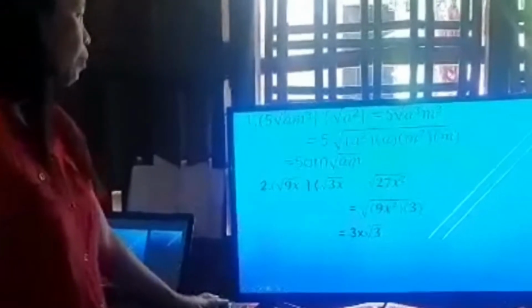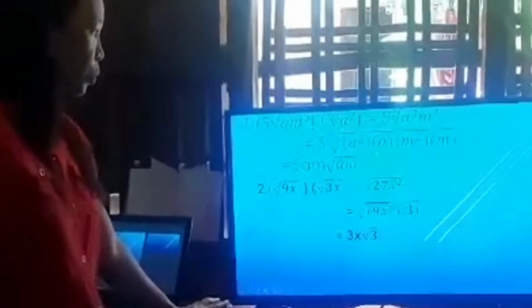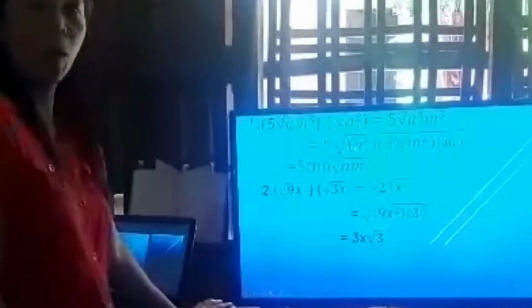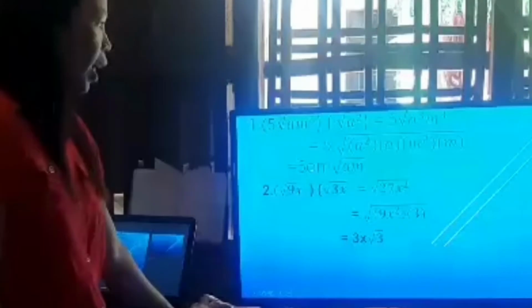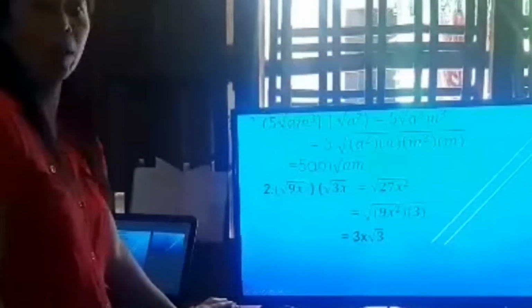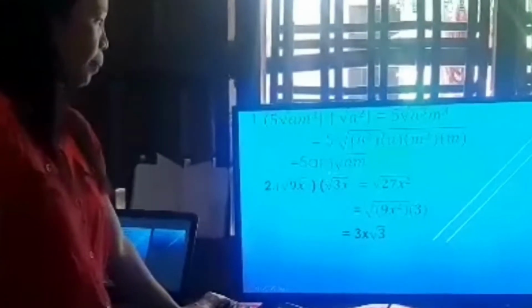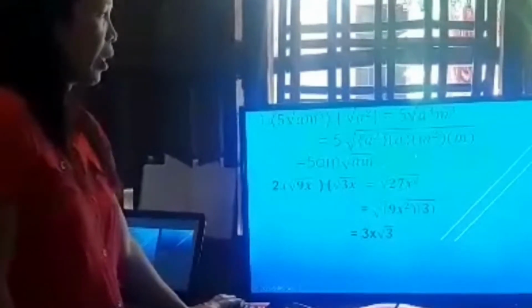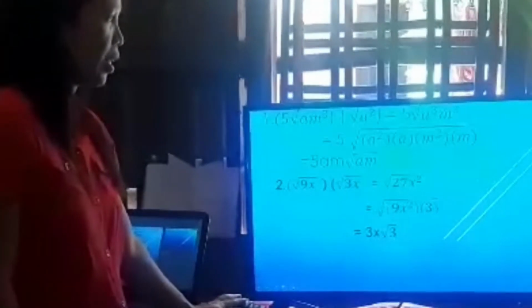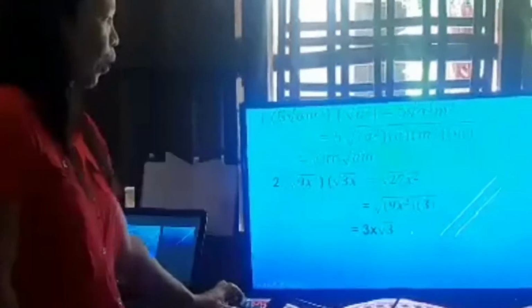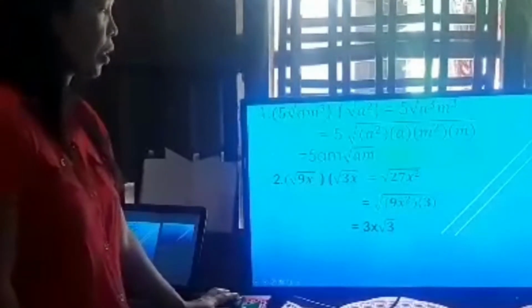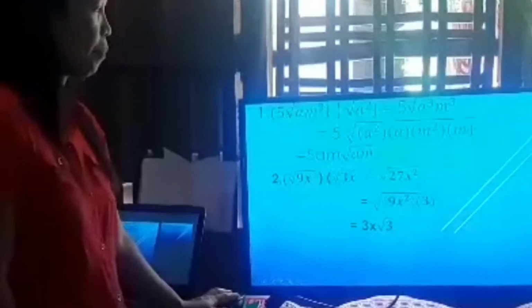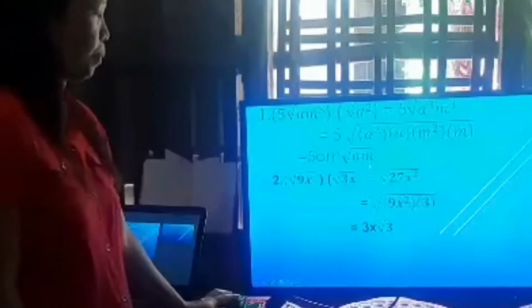So we have the square root of e squared is equal to e, and the square root of m squared is equal to m. And then the remaining is e and m. So we have the square root of em. So the final answer is 5em to the square root of em.